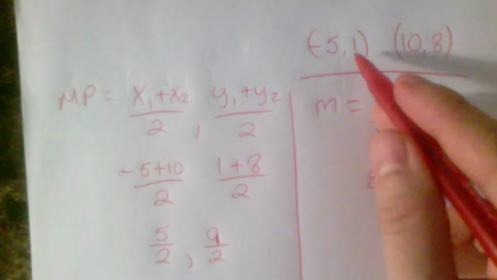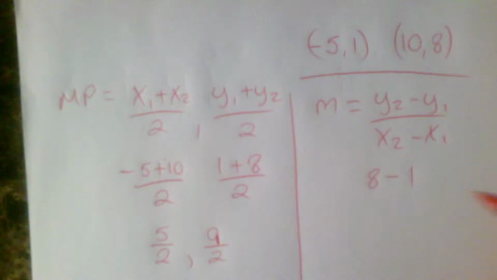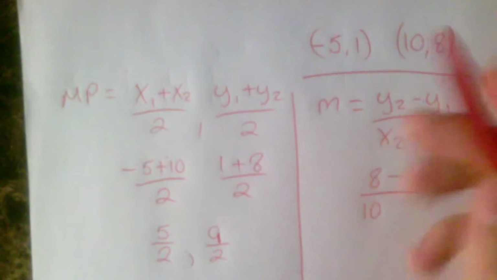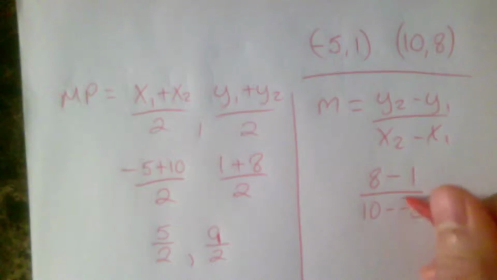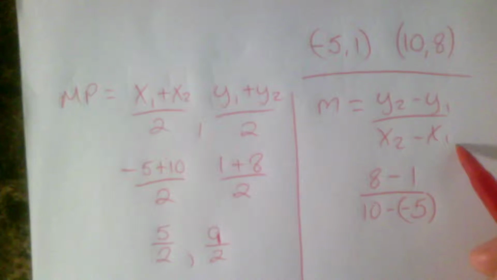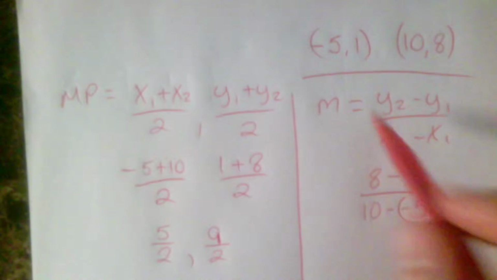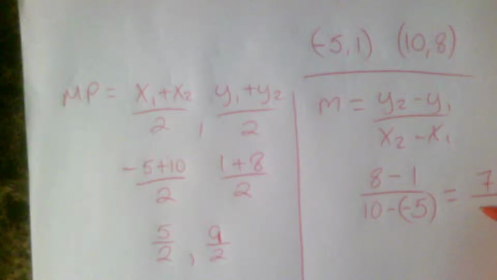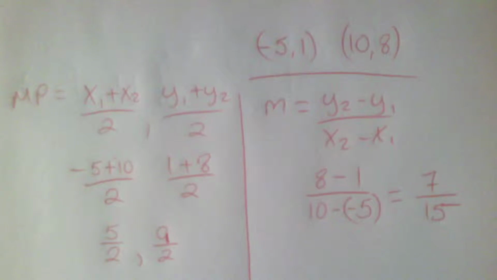y1 is 1 over x2, so x2 is 10, and then x1 is -5. Remember, you do have to keep that negative sign. So it's already x2 minus x1. x1 happens to be negative, so it's minus a negative. It happens, it's okay. 8 minus 1 is 7. 10 plus 5 is 15. And so your slope is 7 over 15.